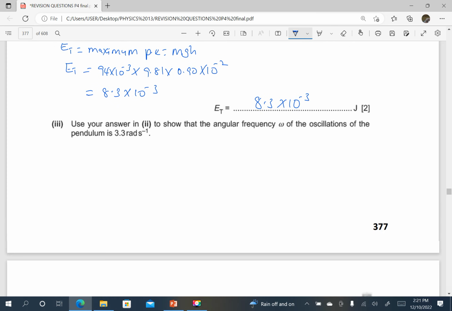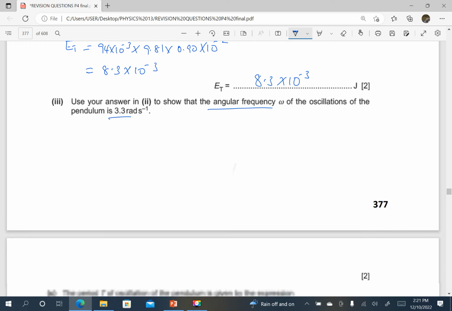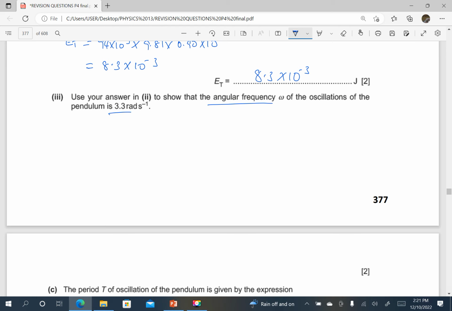That is total energy. Use your answer in part 1 to show that the angular frequency omega of the oscillations of the pendulum is 3.3. So in above, we have total energy. Total energy is also going to be equal to a half m omega squared times x naught squared. And total energy is 8.3 times 10 power negative 3. This is equal to a half, the mass is 94 times 10 power negative 3, then times omega squared, which is what we want to find.